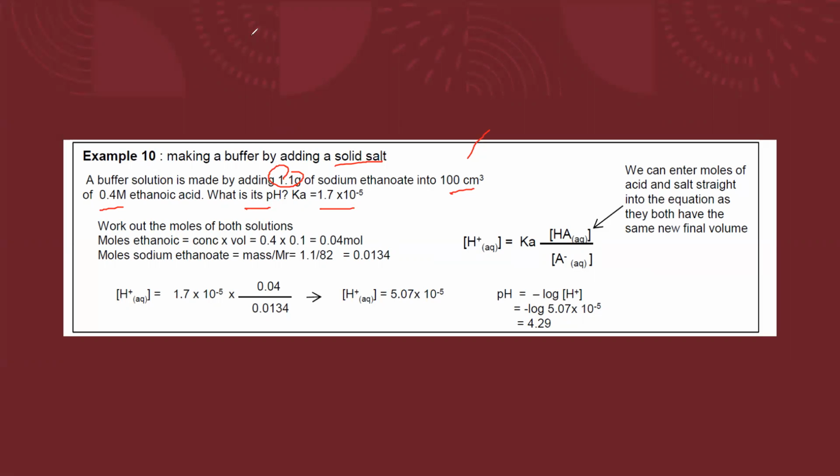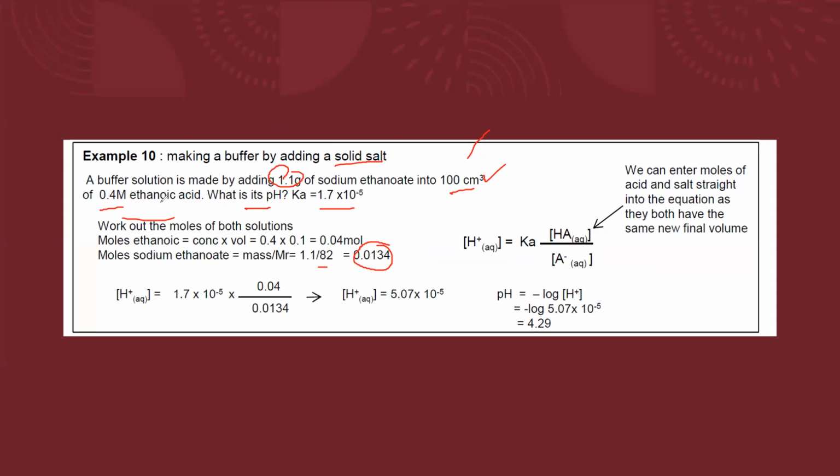So first I can work out the concentration. Moles equal mass in gram over molar mass. So mass in gram is 1.1. I'll divide by the molar mass, which is 82, and I'll get the moles. After getting the moles, divided by volume, I'll get the concentration of sodium ethanoate. In this case, the acid concentration will remain the same.